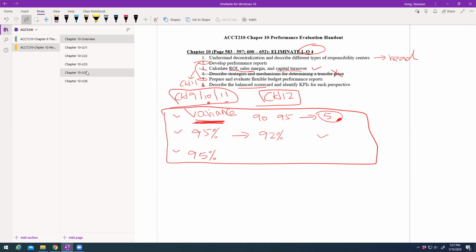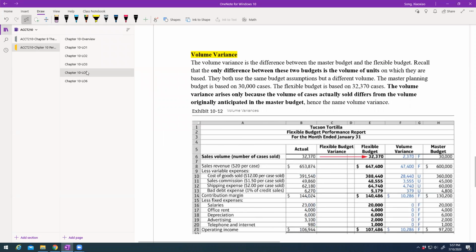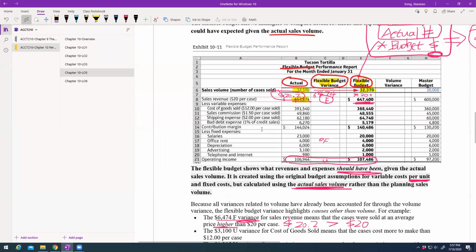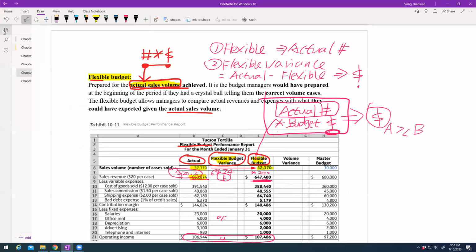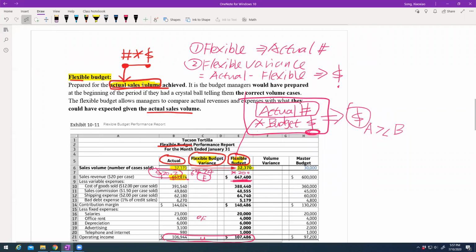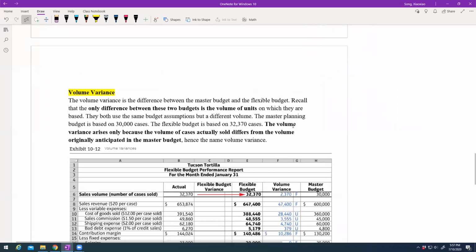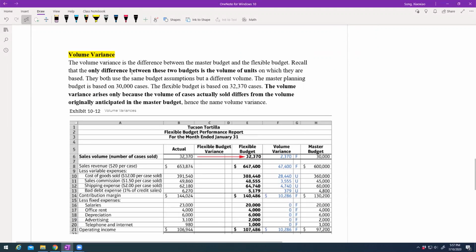Last time we talked about the flexible budget and the flexible budget variance. We said that the flexible budget uses the actual sales volume. But today we talk about the second part, the volume variance, where you use your budgeted units, but you use your actual price. So let's look at the volume variance.